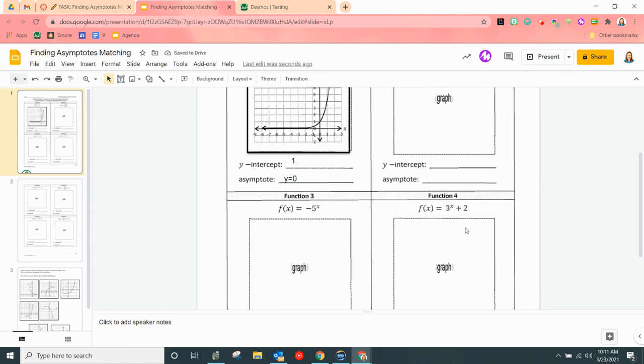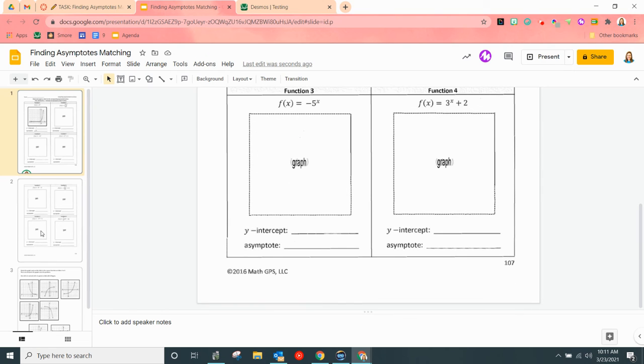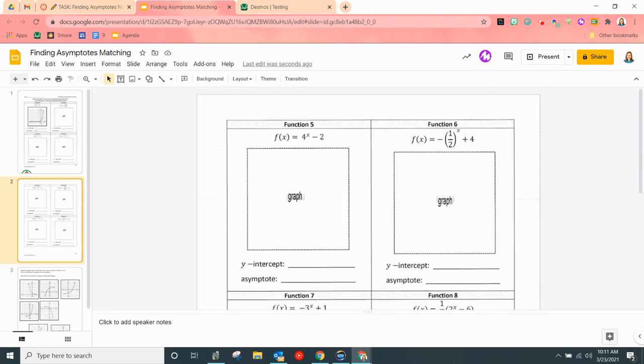So let's look at another one together. Let me find a good one here. Let's go to the second page, see if I can find another one to share with you. Let's do this one. Let's do number 6. It looks daunting. It looks a little crazy.